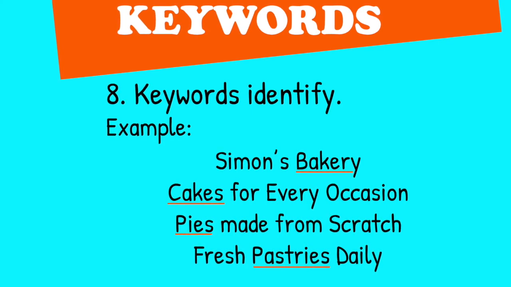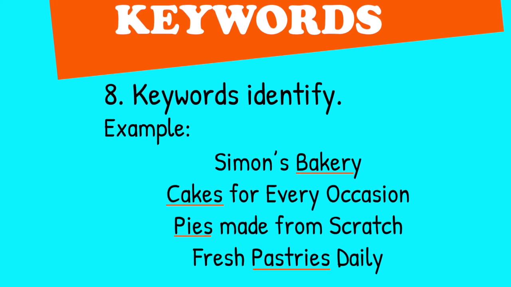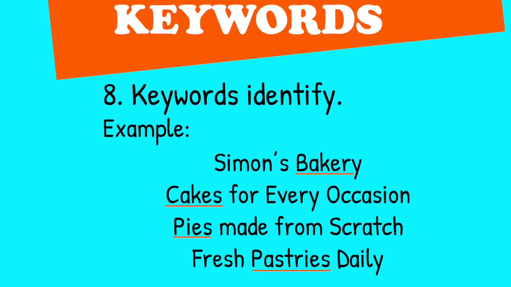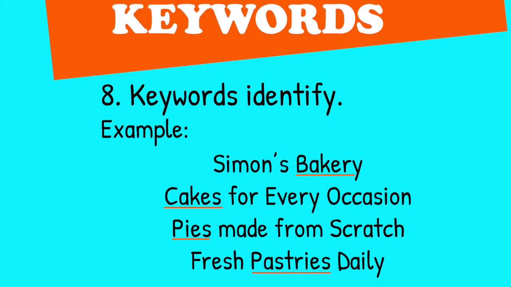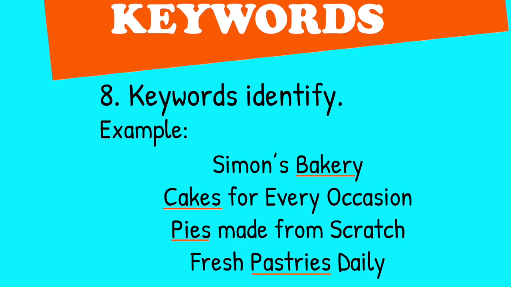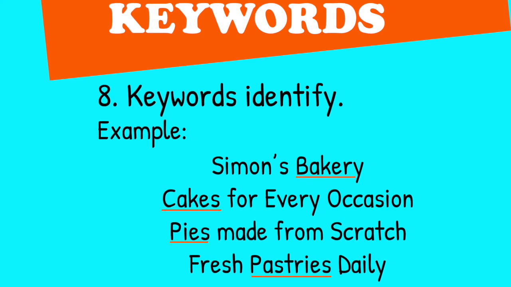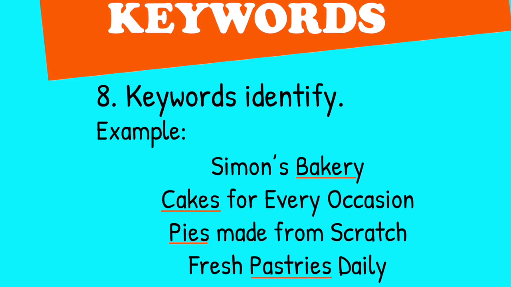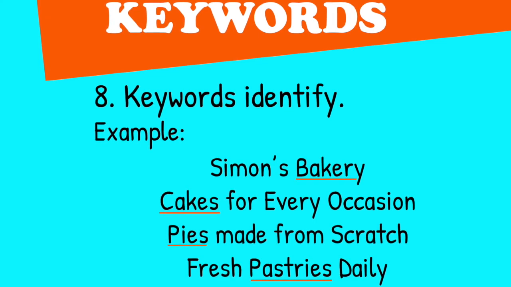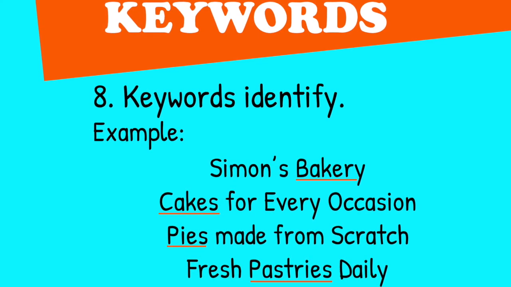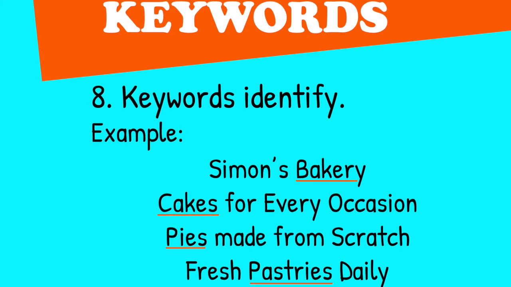Use them throughout your website in headers and subheaders and text. Here's an example. You own Simon's Bakery. In an online search, keywords would be bakery, pastry, cakes, and pies. So you want to use those words on your website. So when somebody types in pies, you will be listed. So Simon's Bakery, cakes for every occasion, pies made from scratch, fresh pastries daily.